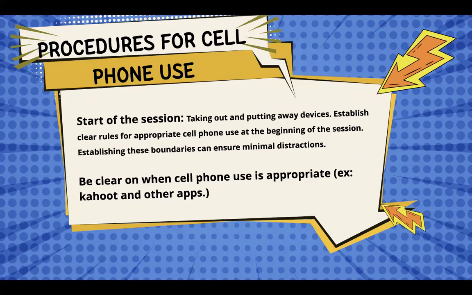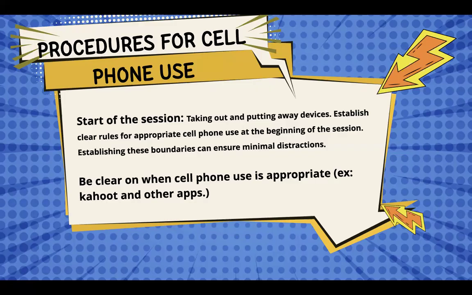And then you want to establish clear rules for appropriate cell phone use at the beginning of the session. So once again, when they're coming in, tell them they don't need their device for the session, and that it could be put away. That way they are fully engaged and are not tempted to get out their cell phone. So once again, establishing these boundaries can ensure minimal distractions.